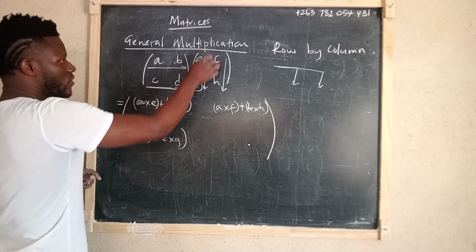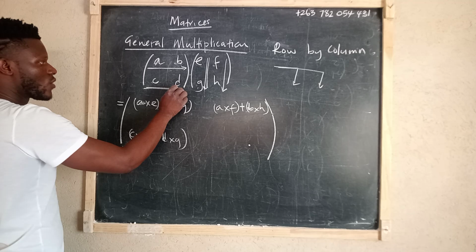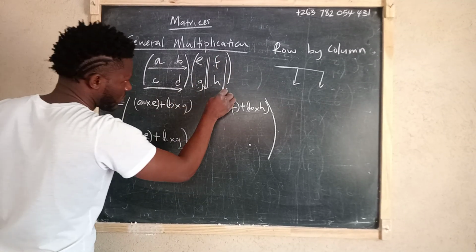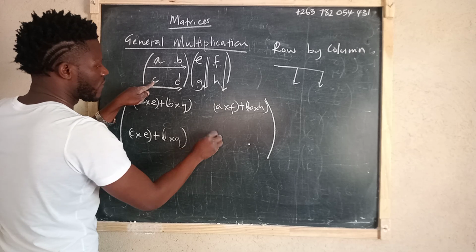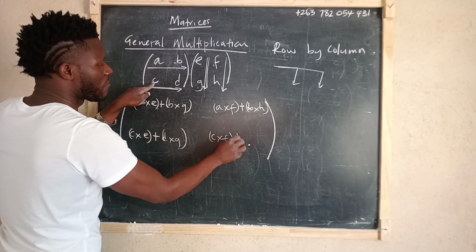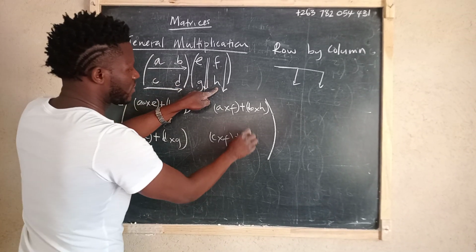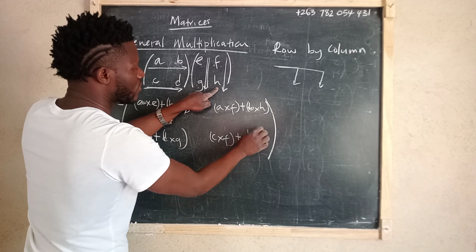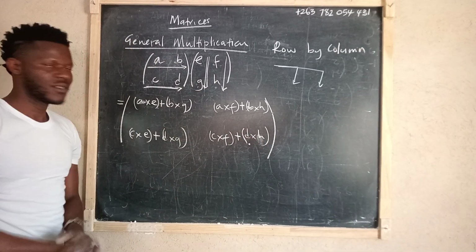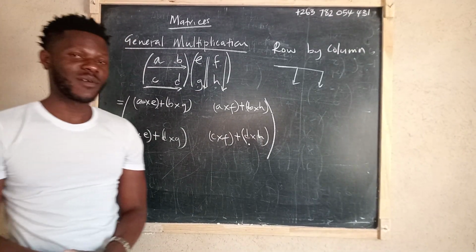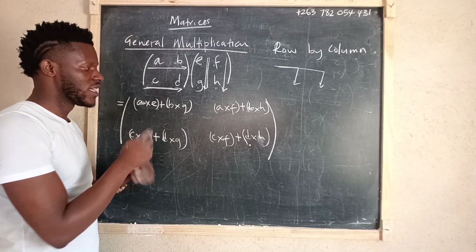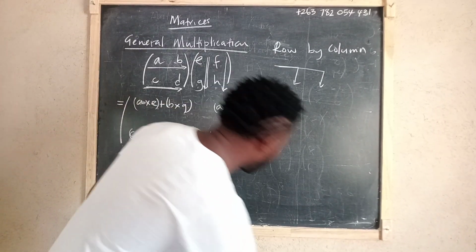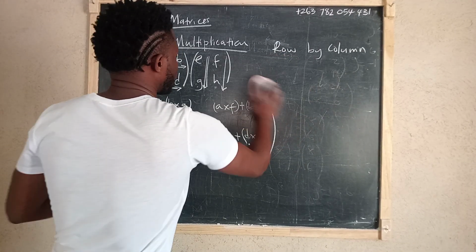That's row by column. Again, this row is going to multiply by the other column: firstborn C and firstborn F, plus D times H. That's row by column multiplication, general multiplication. So we are going to talk about more detailed methods as we use examples involving real numbers.